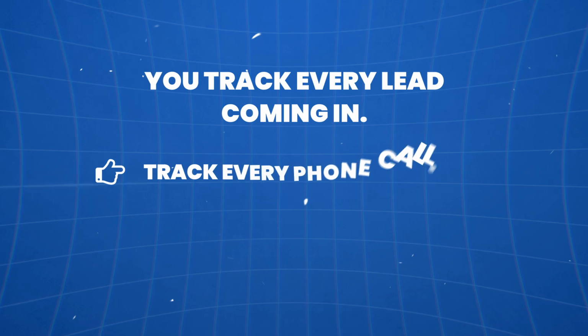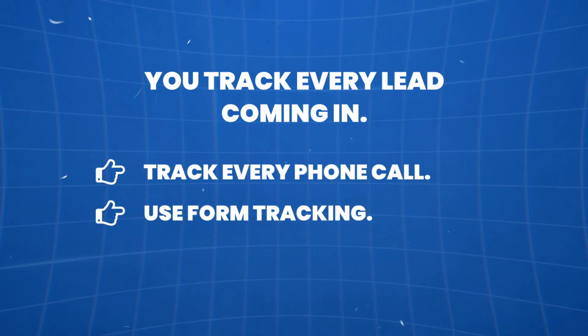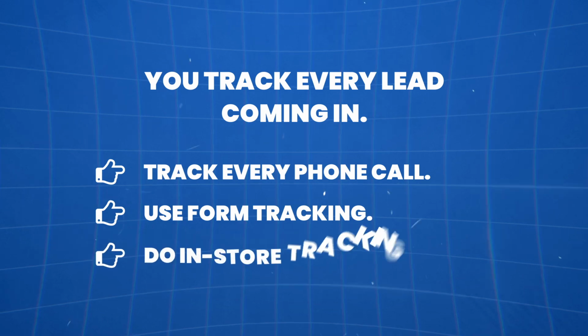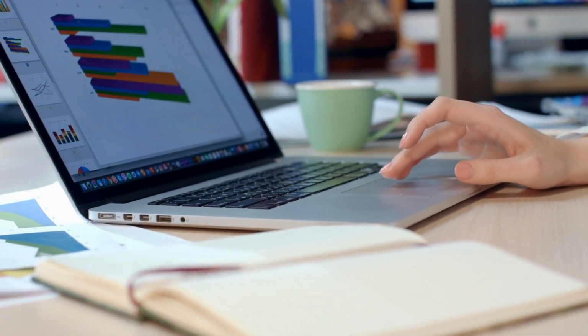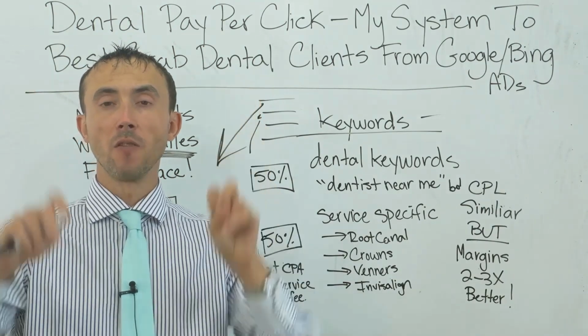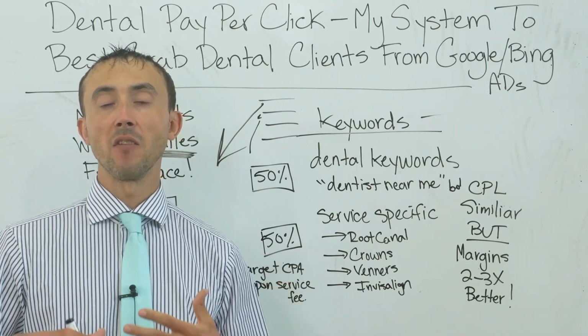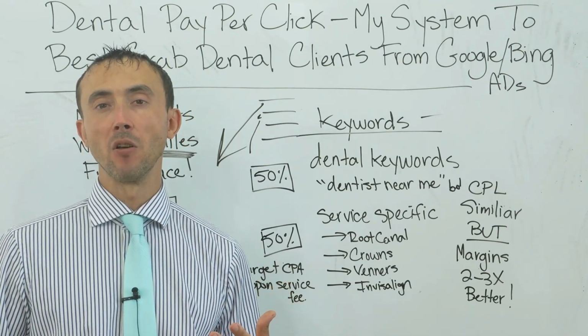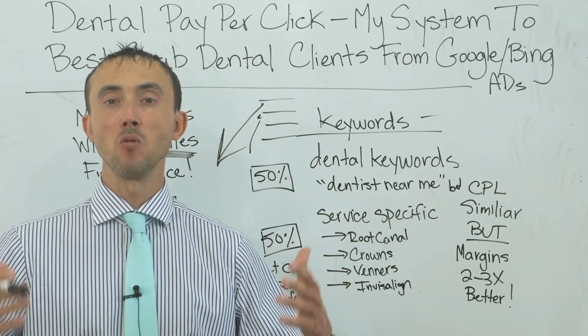You track every phone call using call tracking software. You use form tracking to track every form fill that gets submitted. You do in-store tracking. By linking your Google Business account to your Google Ads account, you can see how many people saw your ad or clicked on your ad and then later on came in. You use that as a so-called conversion or KPI that indicates whether or not the campaign's working, and if so, at what rate or level, so you can see you're hitting the minimum ROI you've set for your business.